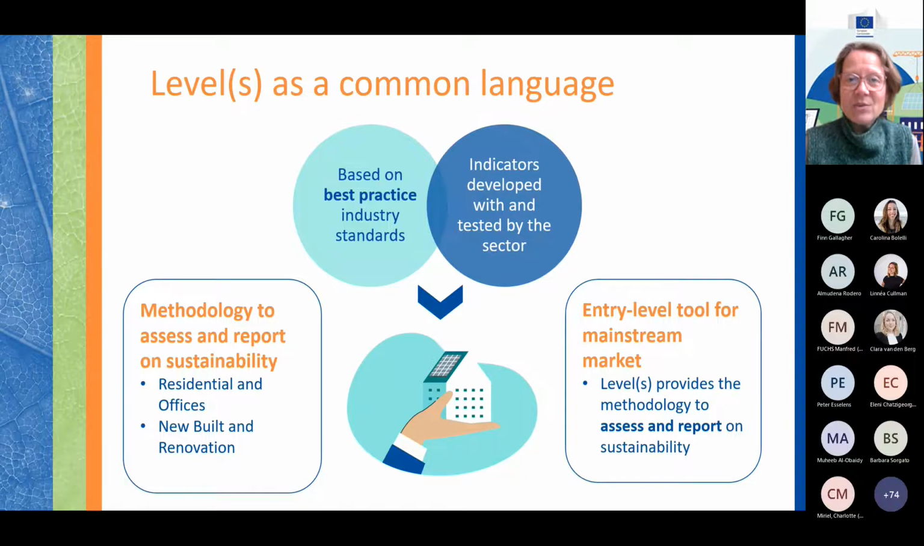It is based to a large extent, as much as possible, on best practice industry standards. And the indicators that we will be sharing with you very soon have been developed together with the sector itself, and they have also been testing it before we launched Levels. Next slide, please.